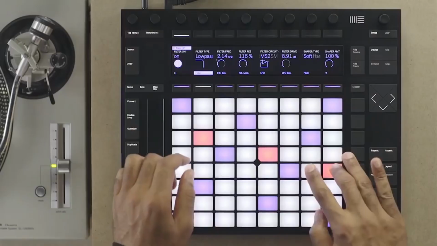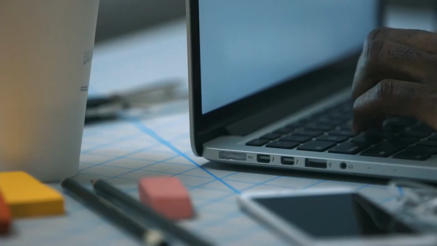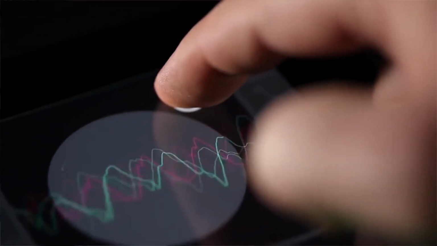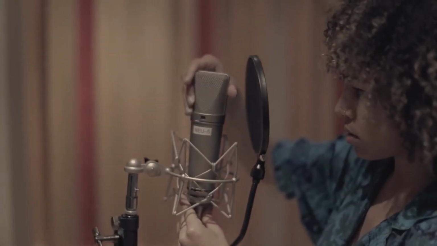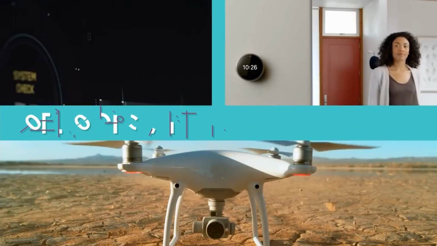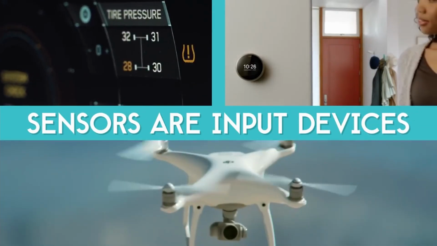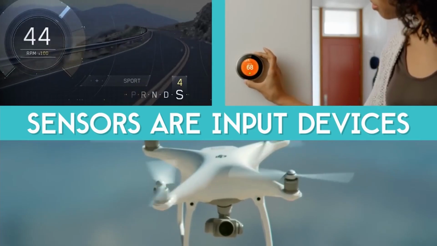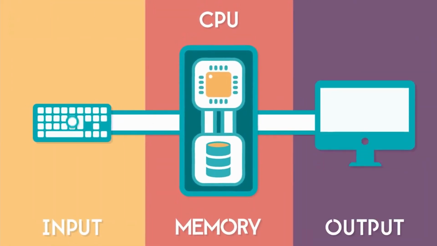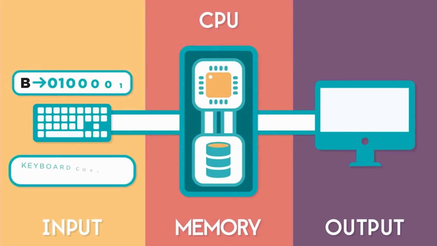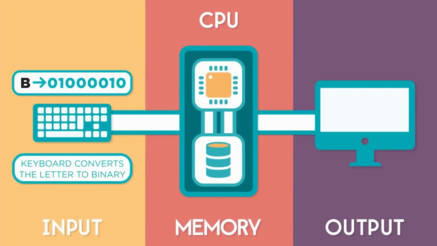Computers can take many different types of input, like the keyboard of a computer, the touchpad of a phone, a camera, a microphone, or a GPS. But even the sensors on a car, a thermostat, or a drone are also different input devices. Now let's look at a simple example of how input travels through a computer and becomes output. When you press a key on your keyboard, let's say the letter B, the keyboard converts the letter to a number. That number is sent as binary, ones and zeros, into the computer.